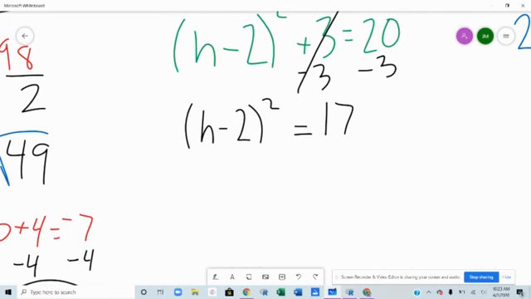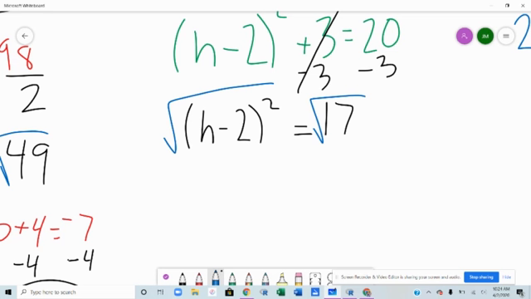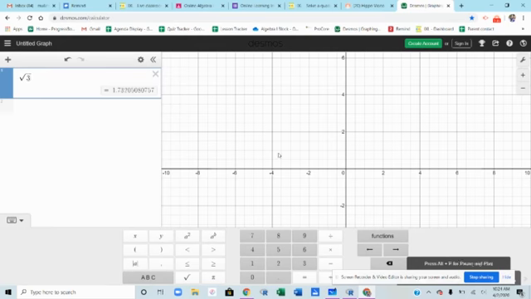After addition or subtraction, you would look for multiplication or division. We don't have any of that on the outside of our parentheses. Next, we move to our exponents. We have exponents, so you get rid of that with square rooting. That gives you h minus 2 equals, I don't know what the square root of 17 is.